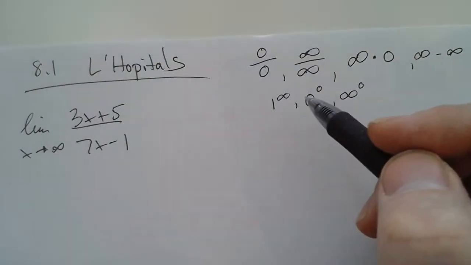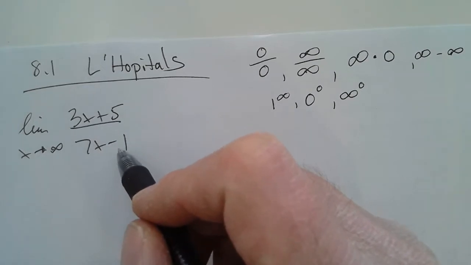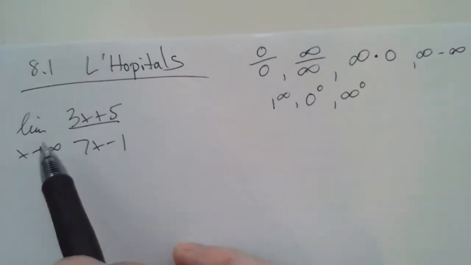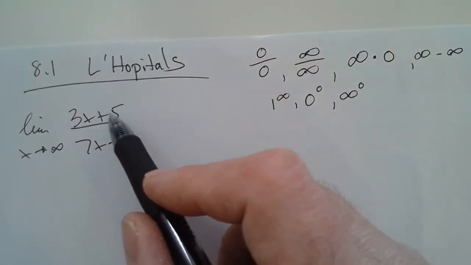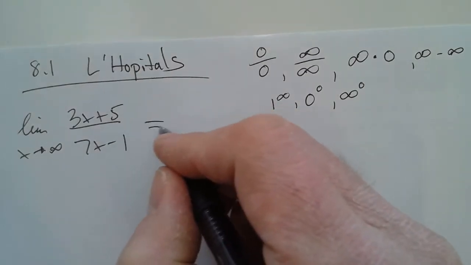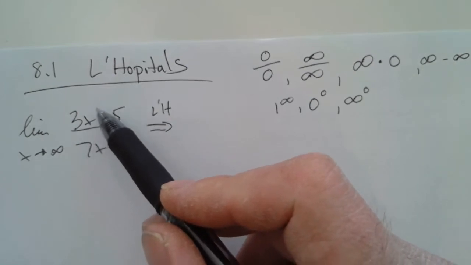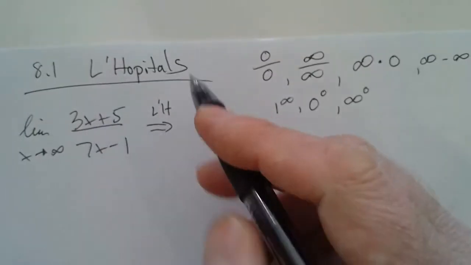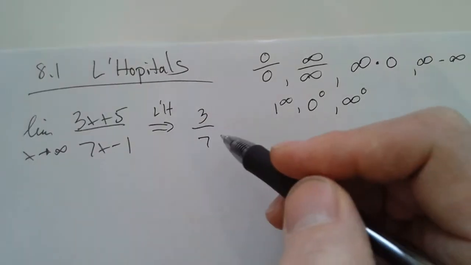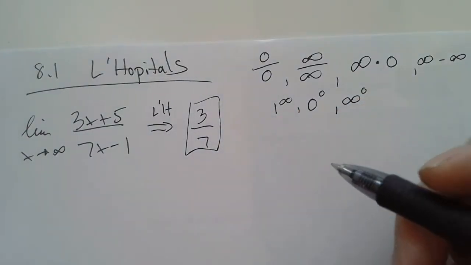What L'Hopital's says is you can find the derivative of the top and the derivative of the bottom, and the limit is still going to be the same. So this is a fraction in indeterminate form, so we can apply L'Hopital's. We're not using the quotient rule. We're not doing the derivative of the whole thing. We're just doing the derivative of the top, which is 3, and the derivative of the bottom, which is 7. It's no longer an indeterminate form. In fact, it just gives us our answer, 3/7.